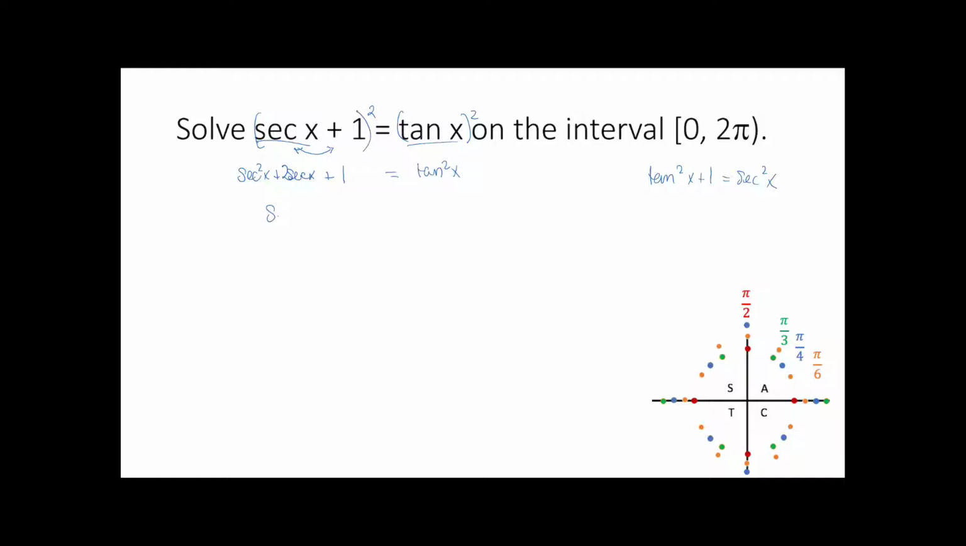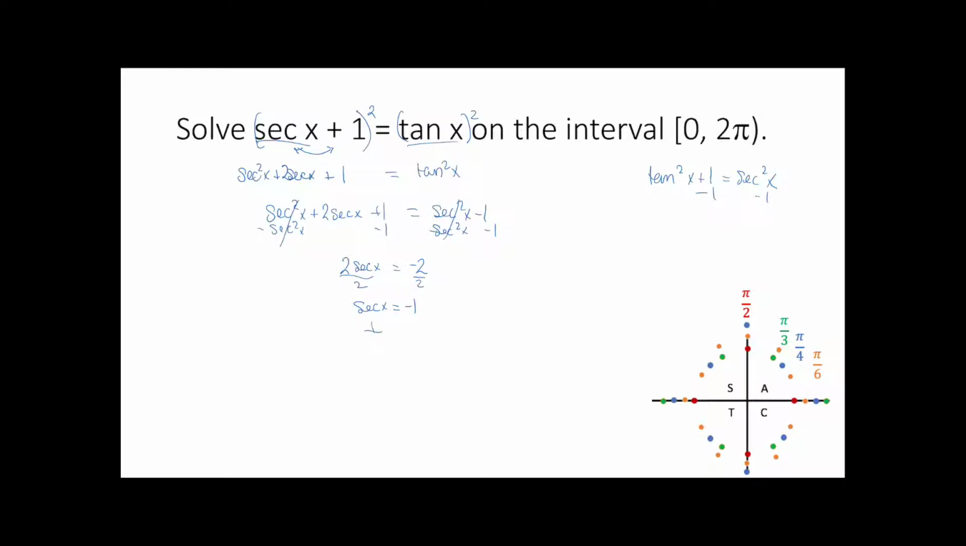Now let's do a substitution. If secant squared of x plus 2 secant of x plus 1 is equal to the tangent squared of x, the tangent squared of x will be equal to the secant squared of x minus 1. Combining like terms, if we subtract secant squared of x from both sides, our secant squareds are eliminated. So let's move the 1 to the right side and have 2 secant of x is equal to a negative 2. Dividing by 2, secant of x is equal to a negative 1.